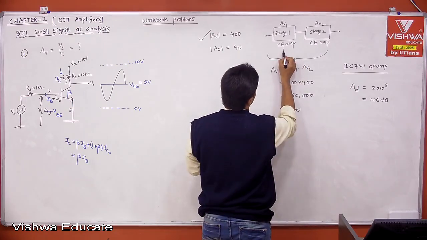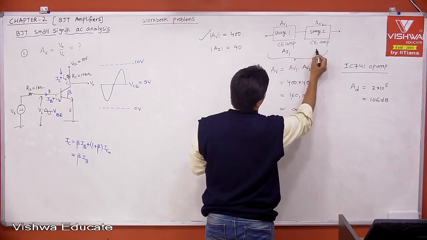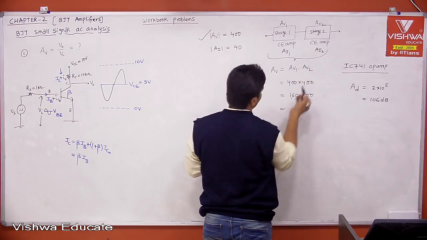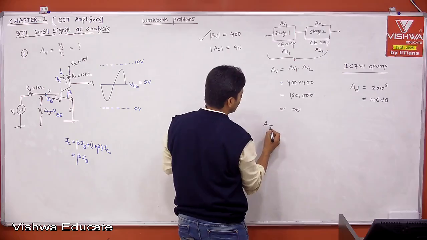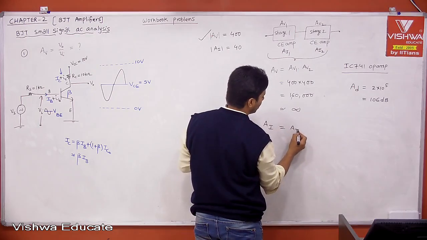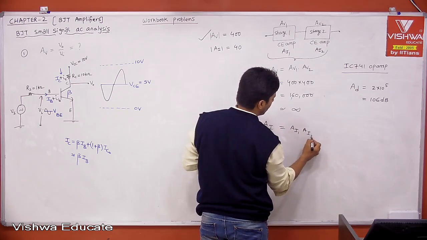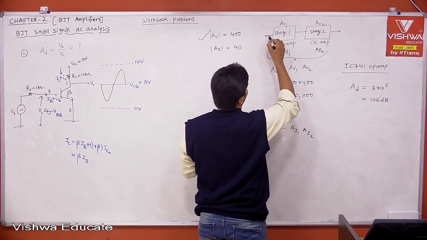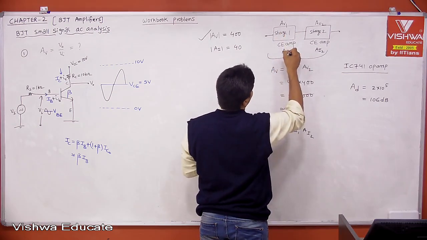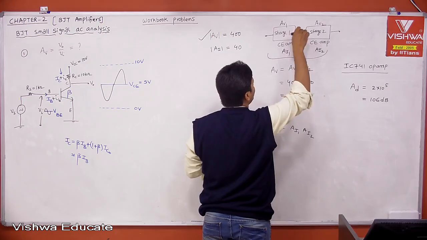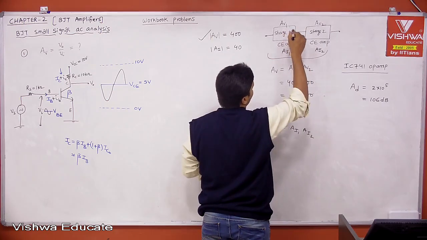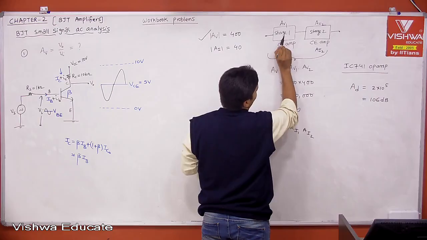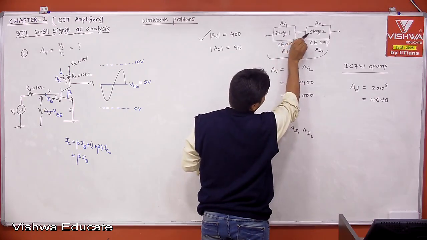Therefore, if I say this has a gain of AI1 and this has a gain of AI2, then what is your current gain? Your current gain will be AI1 into AI2. Why? Whatever current you are pumping here, AI1 times that current is what you are pumping into the second stage, because for stage 1, stage 2 is the load. Whatever current you get from stage 1 enters stage 2.